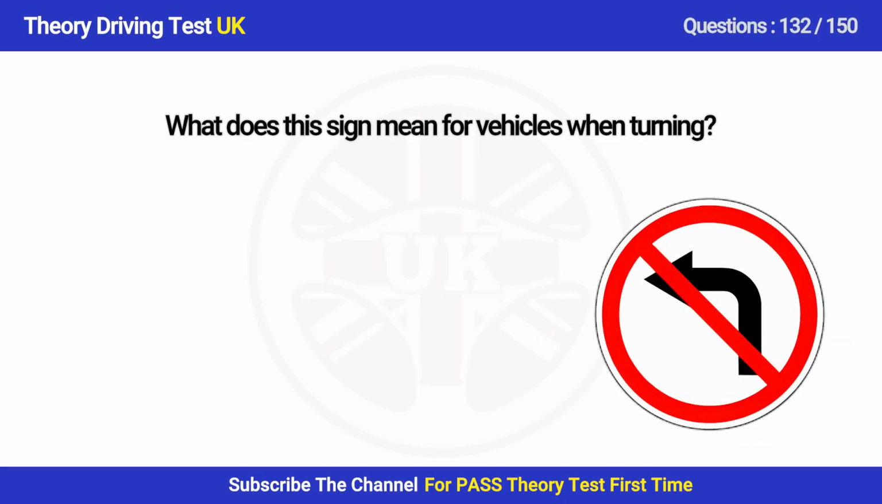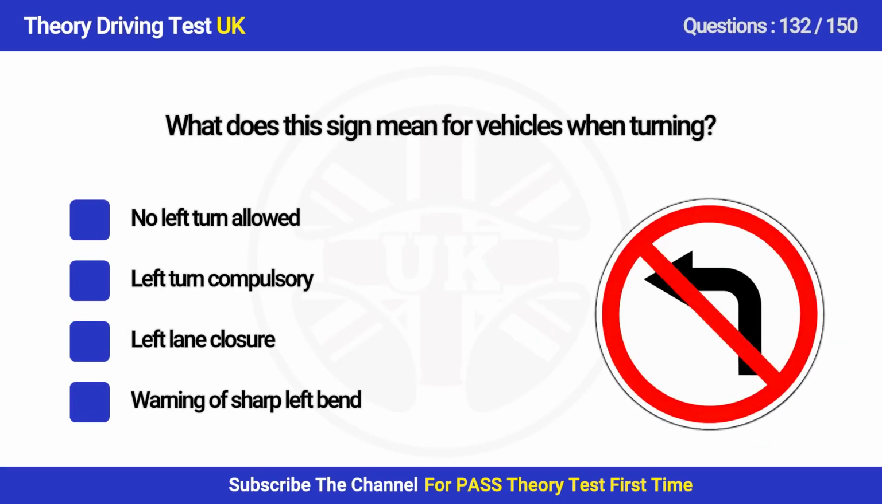Question 132. What does this sign mean for vehicles when turning? A. No left turn allowed. B. Left turn compulsory. C. Left lane closure. D. Warning of sharp left bend.